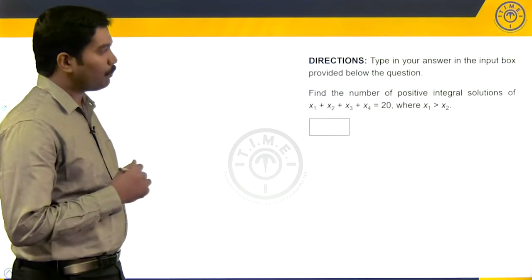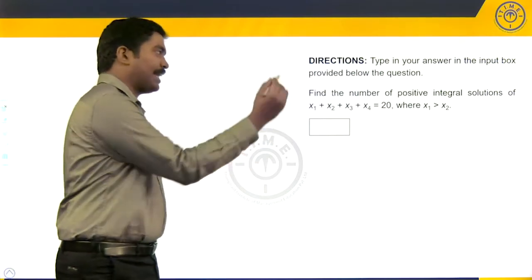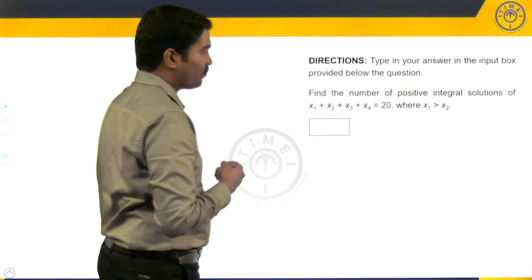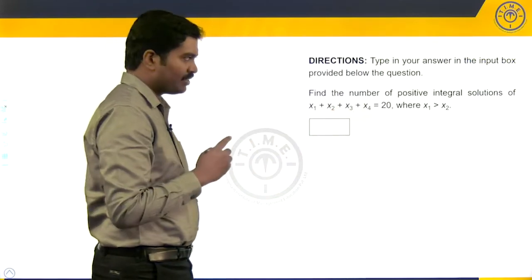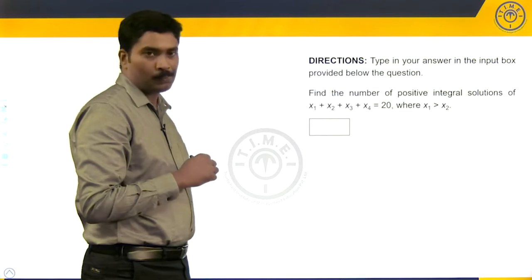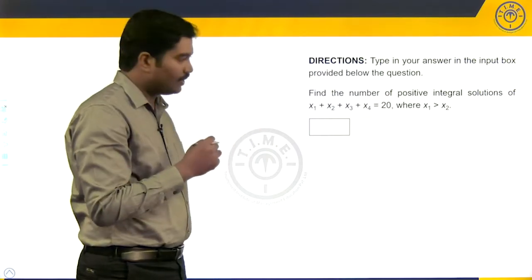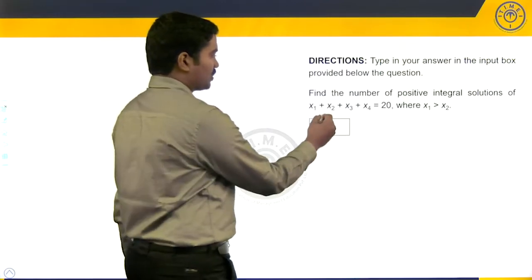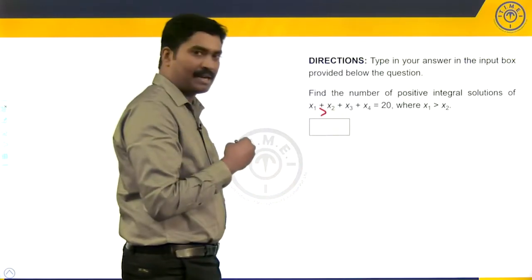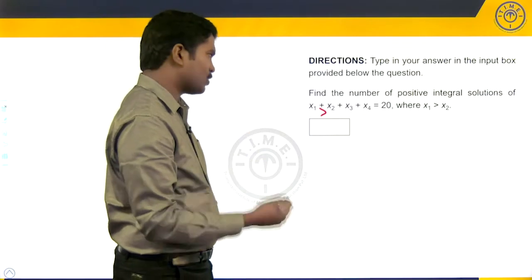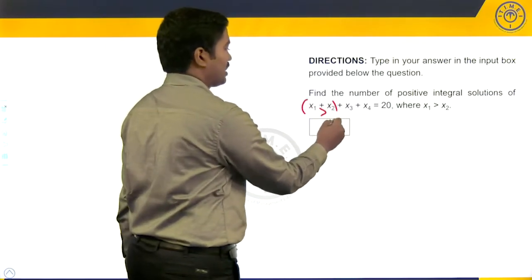Find the number of positive integral solutions of x1 + x2 + x3 + x4 = 20, where x1 is greater than x2. One, we're being told that these four have to be positive integers. Two, we're being told that this first value should be greater than the second value. Now, what is the least value that x1 and x2 can take?